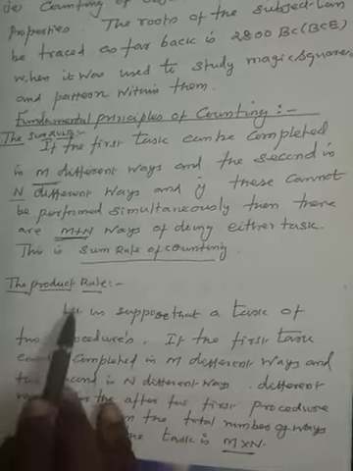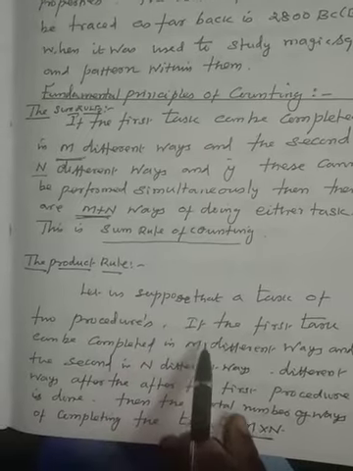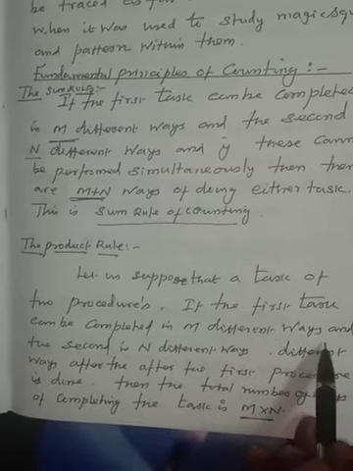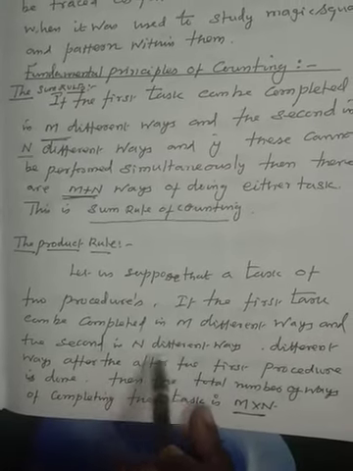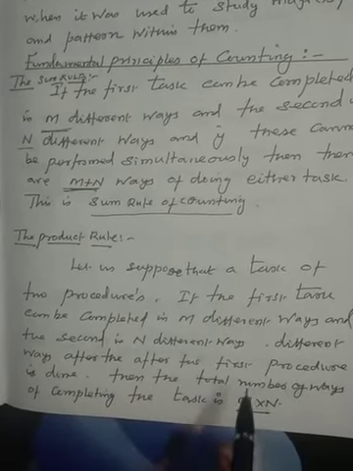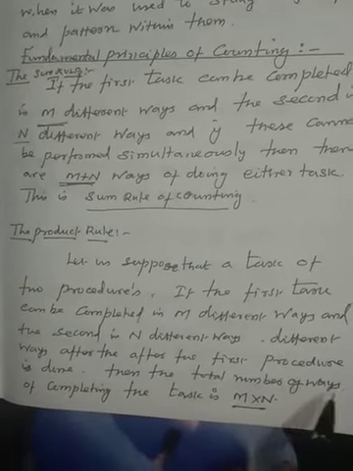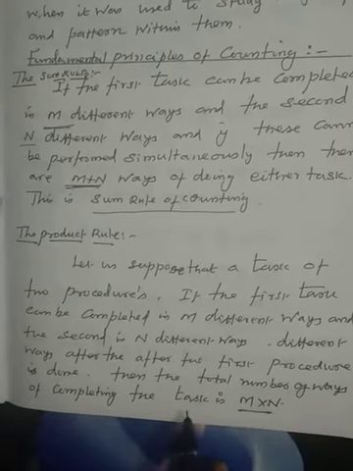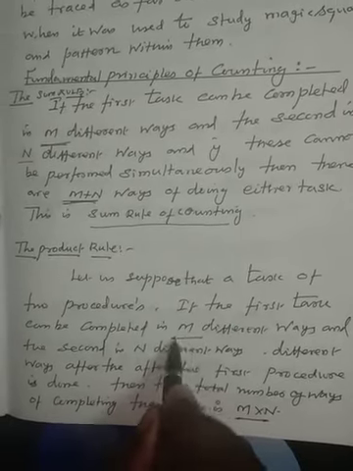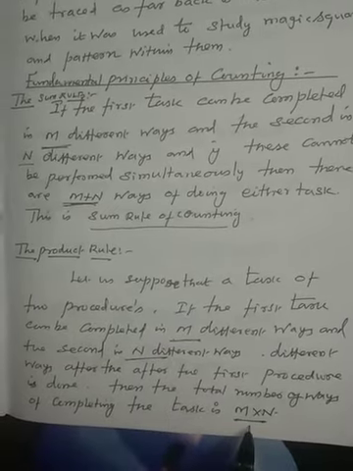Okay. Next, the product rule. If the first task can be completed in m different ways and the second in n different ways after the first procedure is done, then the total number of ways of completing the task is m cross n. Here one number of ways is m, another is n. The product rule is m cross n.